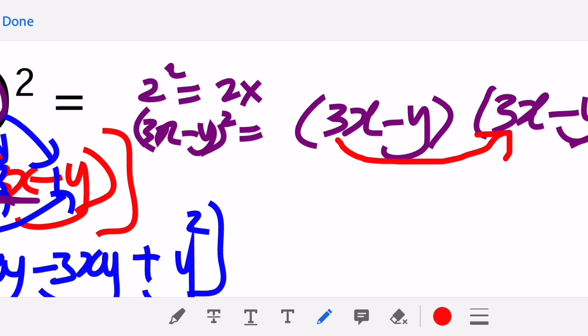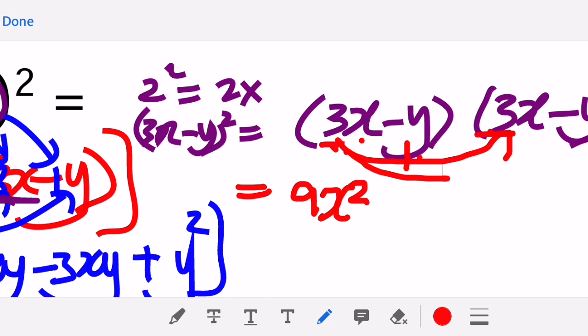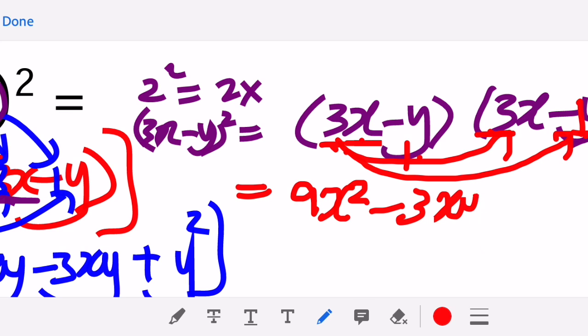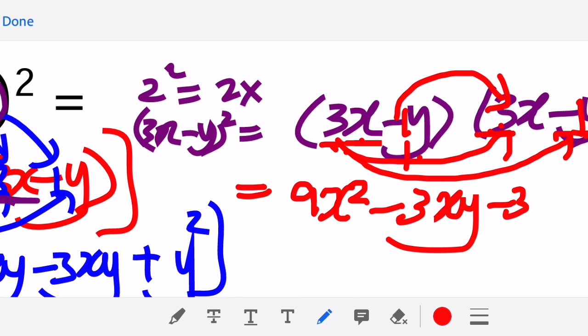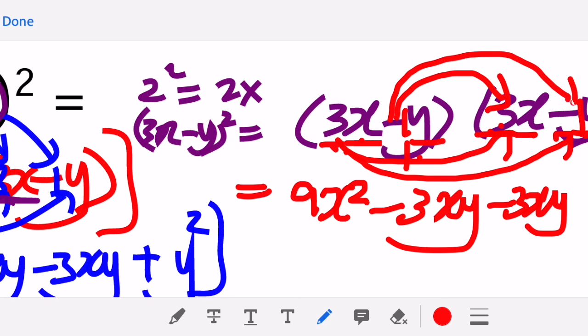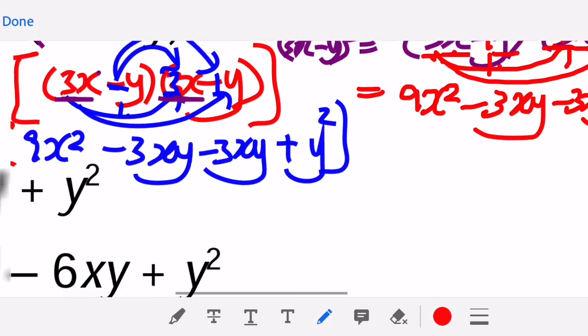Okay, 3 times 3, 9. x times x, x squared. Settle. Go to number 2. 3 and here is minus 1, minus 3. Multiply. And then x times y, xy. Okay. After that, this one. Negative 1 times 3, negative 3, xy multiply xy. Finally, negative and negative will be positive. y times y will be y squared. Make sure you know how to do, okay?